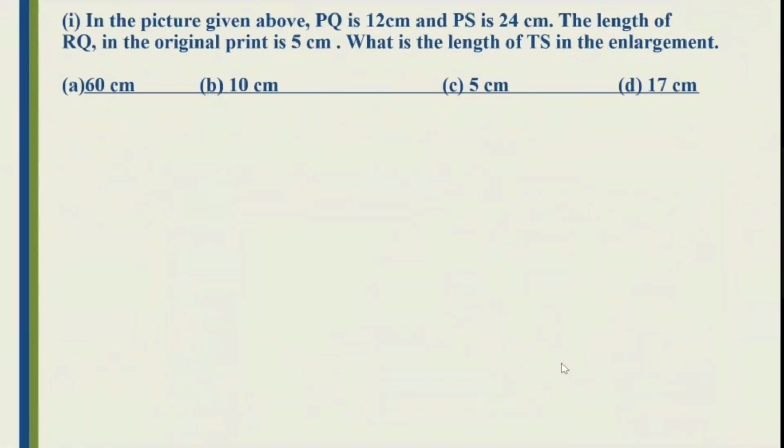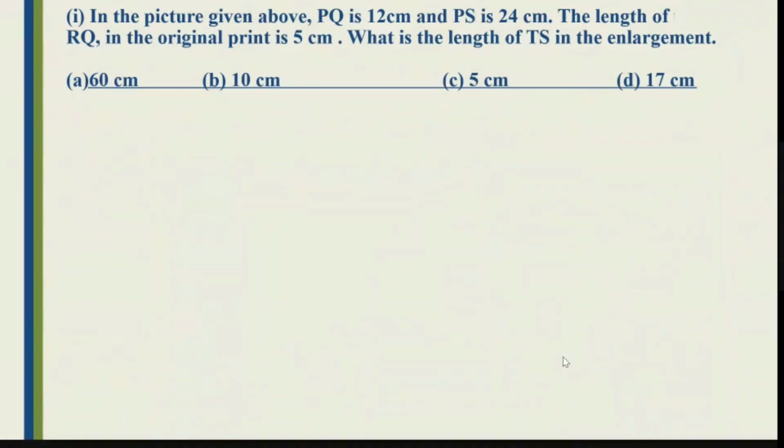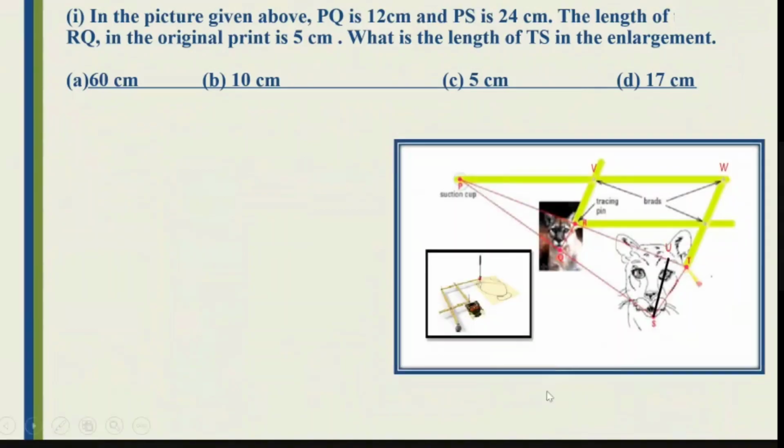In the picture given above, PQ is 12 centimeters, PS is 24 centimeters. The length of the RQ in the original print is 5 centimeters. What is the length of TS in the enlargement? We have four options given to us and we have to select the correct one. Let us see the picture once again. This was the picture given to us.